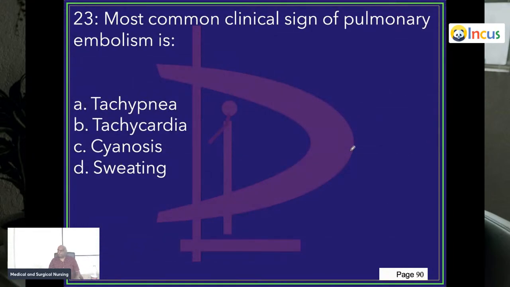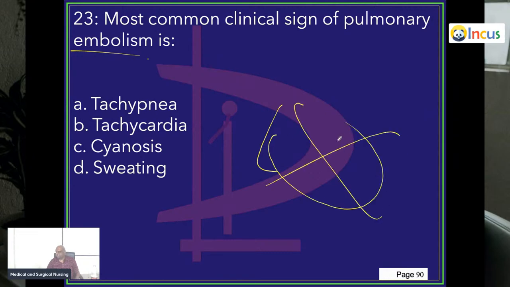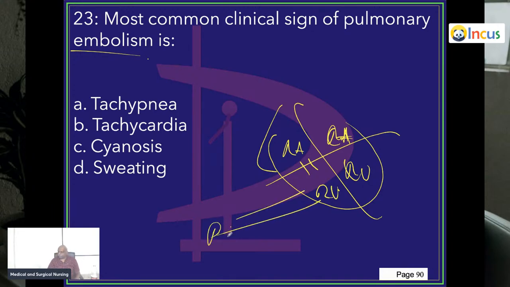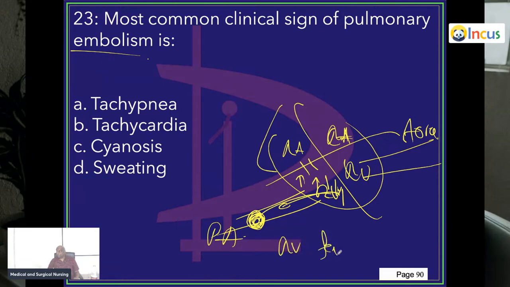For the most common clinical sign of pulmonary embolism. So what is pulmonary embolism? So you have the heart. Once more, right atrium, left atrium, left ventricle, right atrium, right ventricle goes into pulmonary artery, left ventricle goes into aorta. Now, whenever pulmonary embolism is there, into this pulmonary artery, there is a clot. Then when right ventricle is trying to pump the blood from right ventricle into pulmonary artery, it needs to use a lot of pressure. And that causes the pressure in the right ventricle to increase. At a point of time, right ventricle will go into failure.